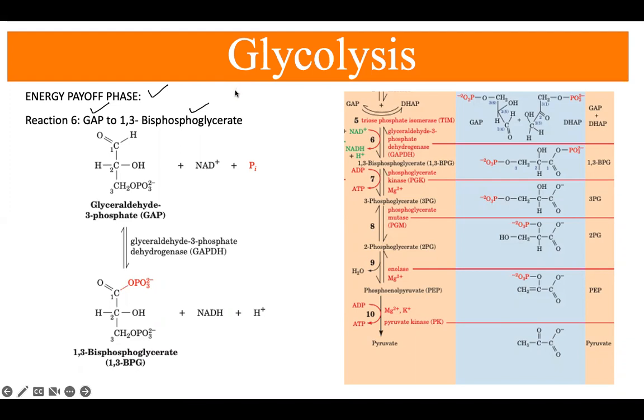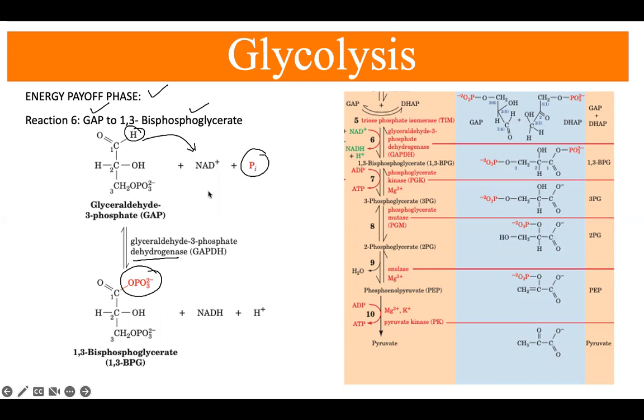And how is this being formed? This is being formed with the help of an enzyme called glyceraldehyde 3-phosphate dehydrogenase. What it is doing is basically removing the hydrogen atom from the glyceraldehyde 3-phosphate and attaching it to the NAD molecule, and a phosphate group is being attached on position number 1 as well. And this phosphate is coming from inorganic phosphate. So this was reaction number 6.